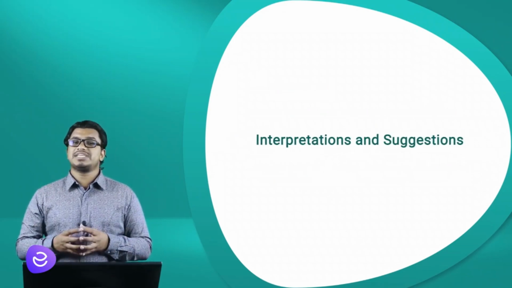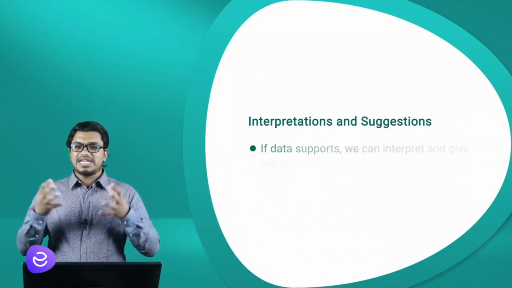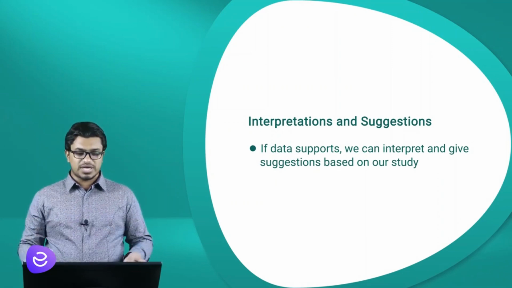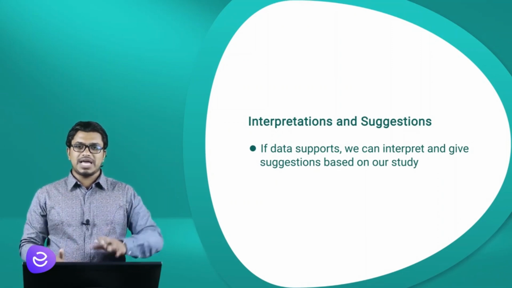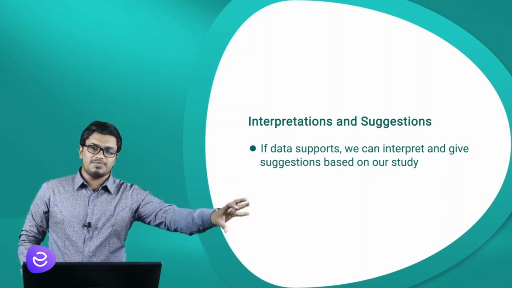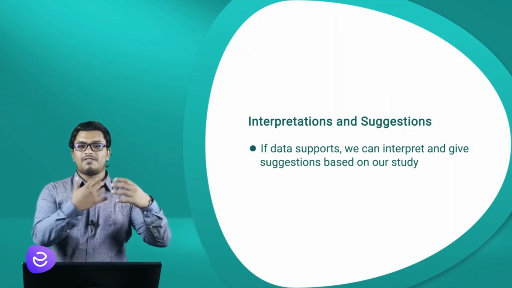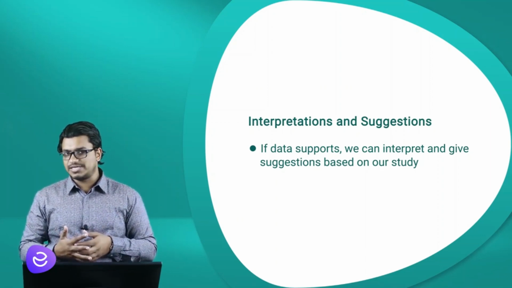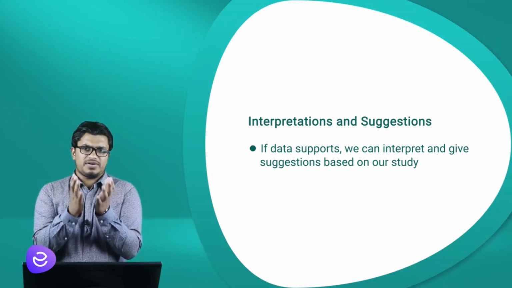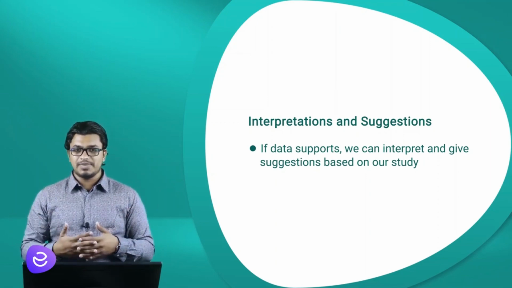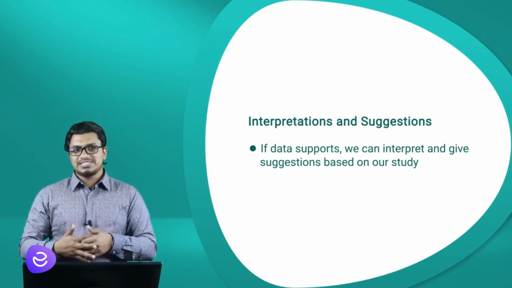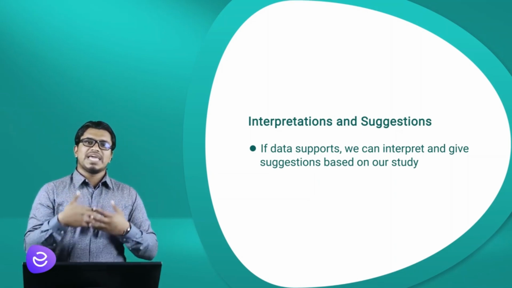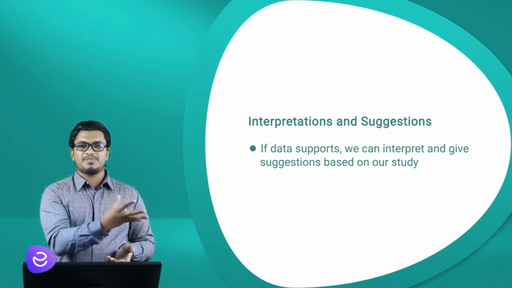Next one is the interpretations and the suggestions. Suppose we collected data, we tested them, and if everything is okay, we can interpret the data, and then we present our findings in front of everyone, and then we give suggestions based on our study. So that is a very easy step. We collect data, we analyze data, and based on the data we present it or give suggestions about it; we just interpret the data.